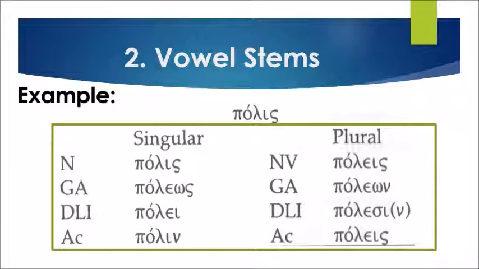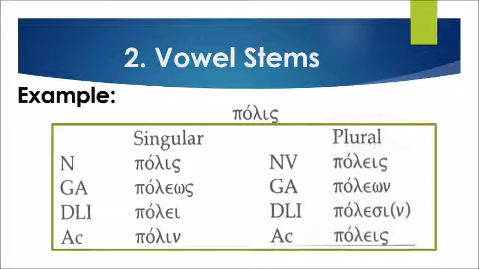Next, in the DLI, it becomes polei. So the epsilon is retained and the iota is added at the end. And finally, in the accusative, it becomes polin. So the sigma of the nominative form was dropped and was changed to ni.